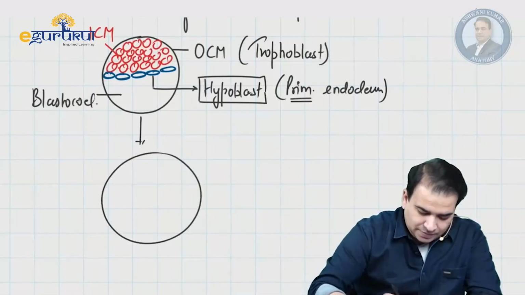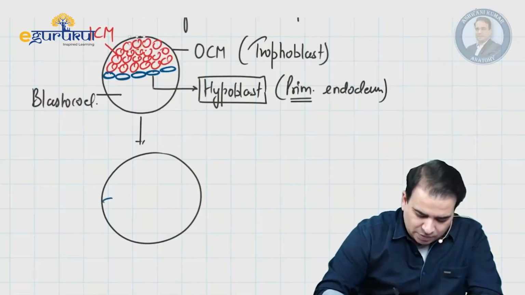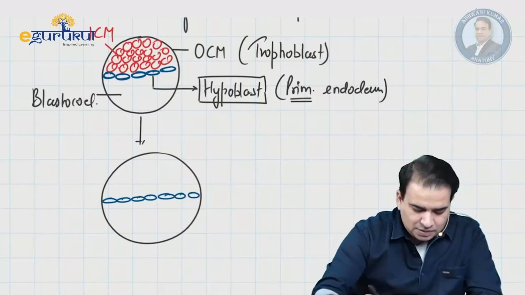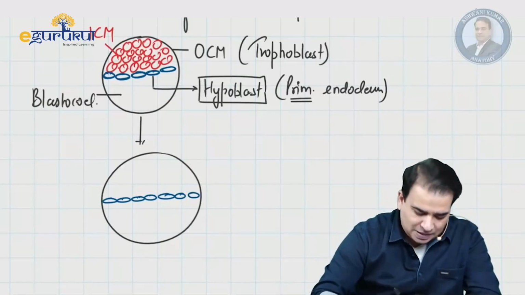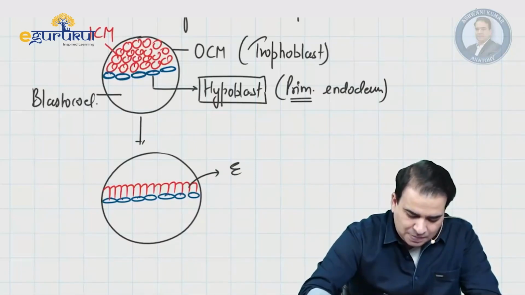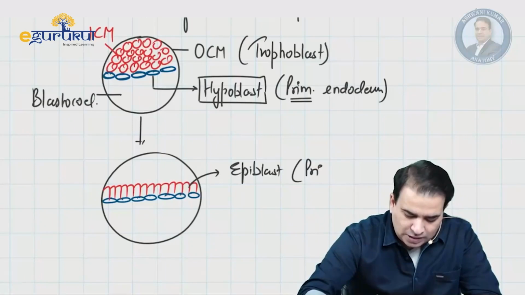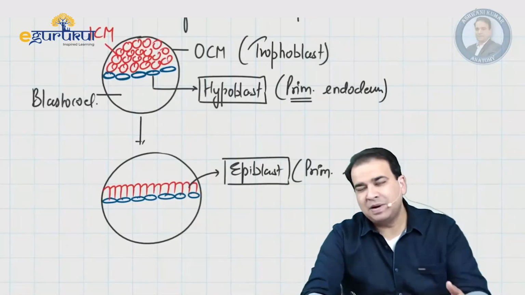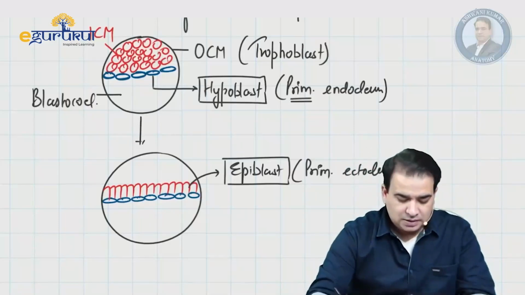What is the next thing to happen here? Now once this hypoblast is formed, let's say this is the hypoblast which is formed already. The rest of the inner cell mass organizes themselves in a tall columnar fashion and gives rise to this layer which is called the epiblast, which is also called the primitive ectoderm. So hypoblast was primitive endoderm and this is primitive ectoderm or the epiblast.